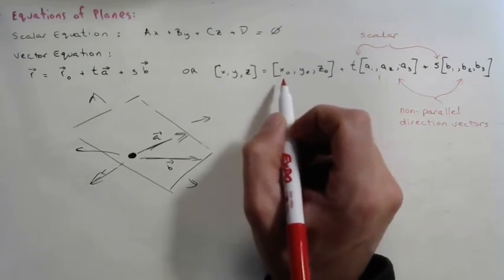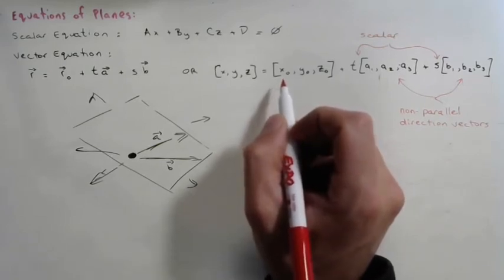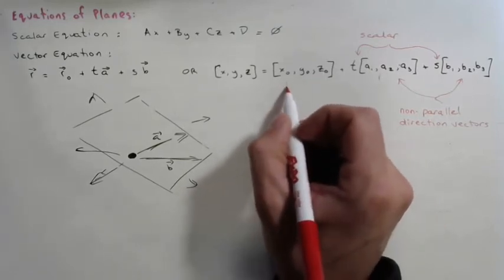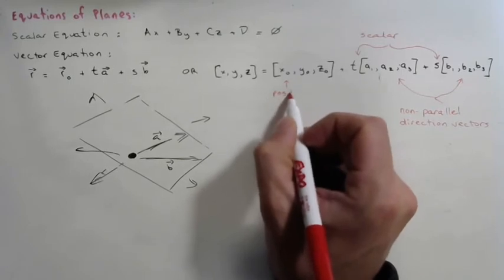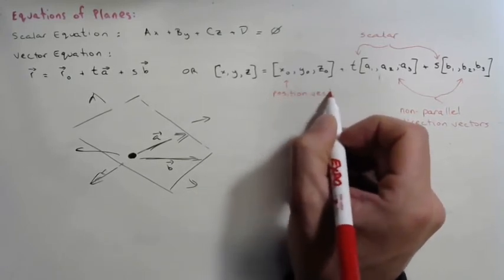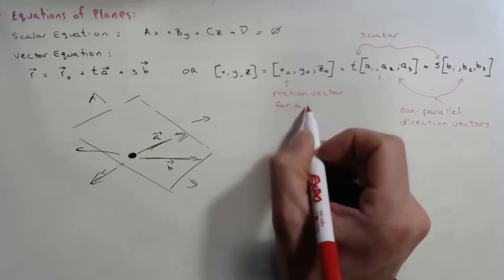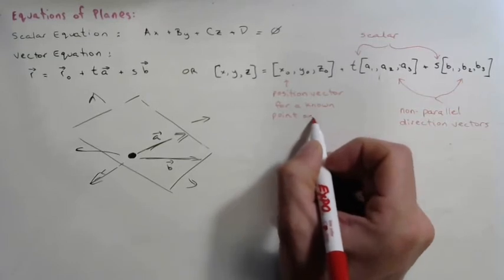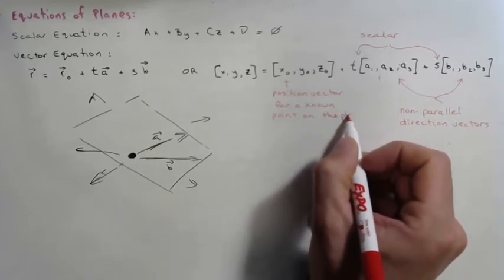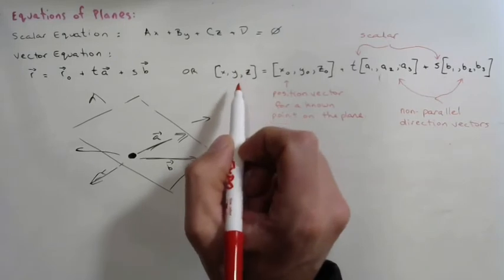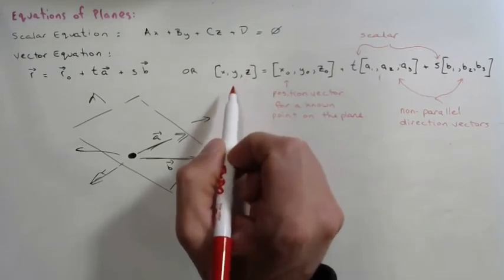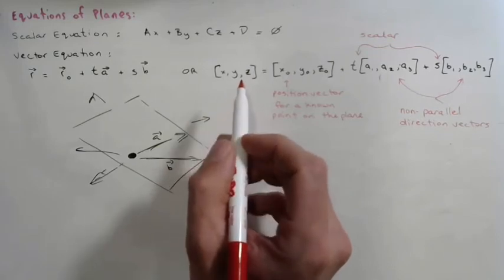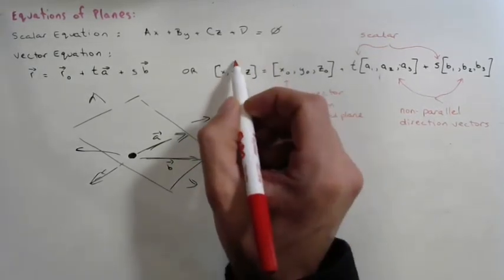And then we have this guy, which is a position vector for any known point on the plane. So this is a position vector for a known point on the plane. And then this original one, the vector r over here, is x, y, z. Over here, this is a position vector for any point on the plane, known or unknown.